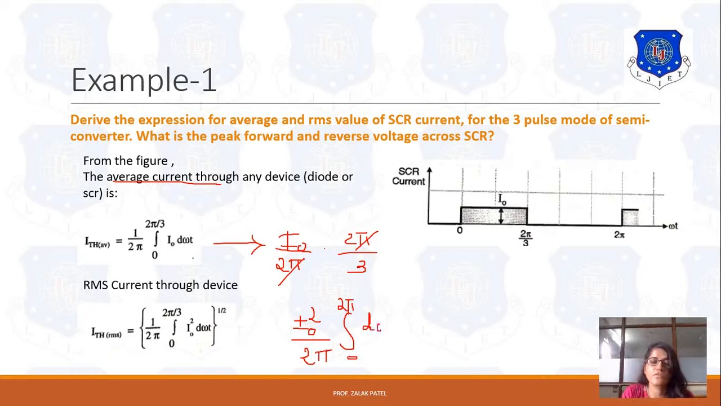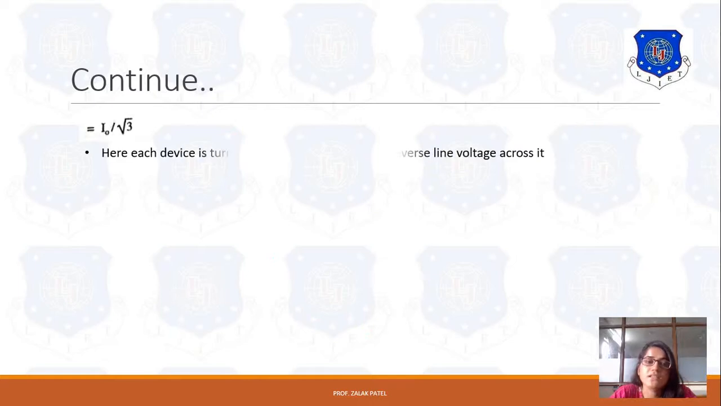So the integration of d omega t is omega t, and if you integrate, then the answer is 2 pi by 3. But please note that the square root is there, that's why the answer will become I0 upon root 3. So this is the answer for the RMS current.